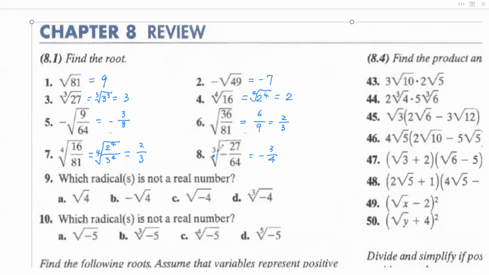Okay, so see the next one, number 9: which radical is not a real number. Not a real number means that if the inside is an even root and the inside is not greater than or equal to 0, it will not be a real number. It will become a complex number.